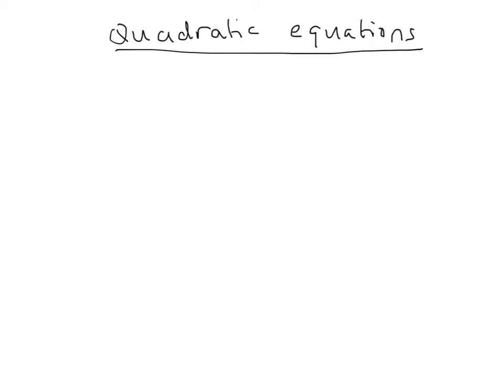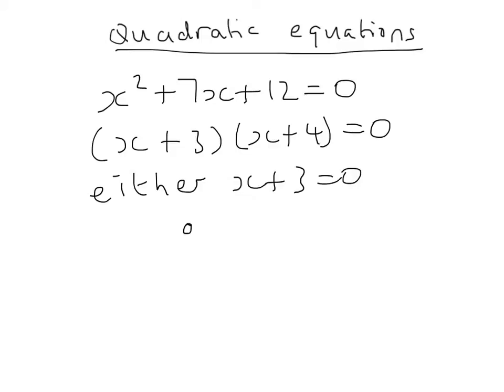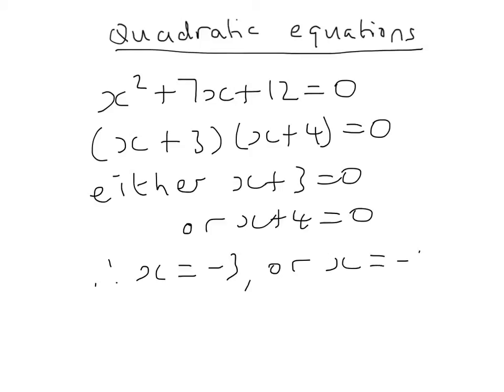Here's a reminder about how to solve quadratic equations. My favourite quadratic equation is x squared plus 7x plus 12 is 0. And that factorises to be (x plus 3)(x plus 4). So then either x plus 3 is 0 or x plus 4 is 0. If x plus 3 is 0, x is minus 3, or if x plus 4 is 0, x is minus 4.